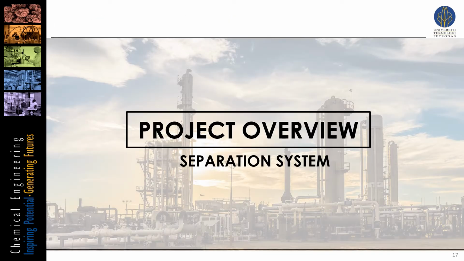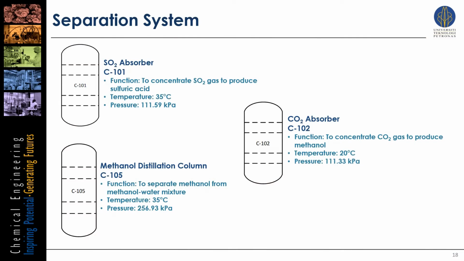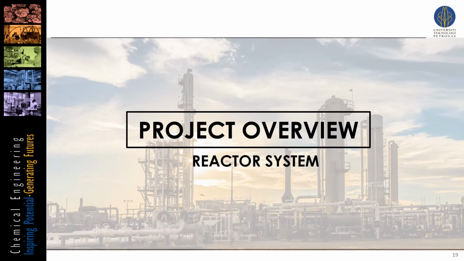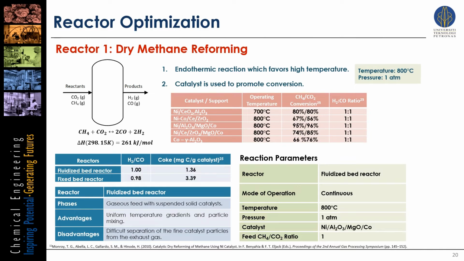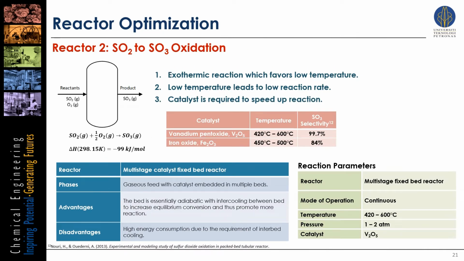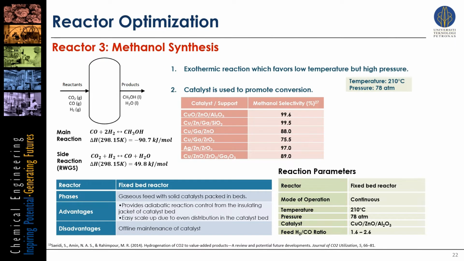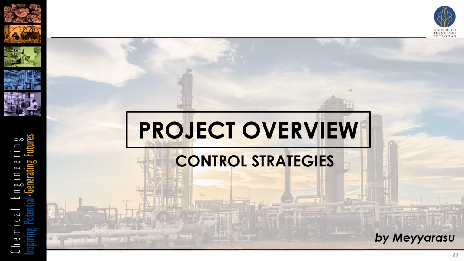The separation system in our plant includes an SO2 absorber to concentrate SO2 gas, a CO2 absorber to concentrate CO2 gas, and a distillation column to separate methanol from the methanol water mixture. On the other hand, the reactors are the dry methane reforming reactor, SO2 to SO3 oxidation reactor, and methanol synthesis reactor. This equipment will be designed by each of my colleagues and will be presented in their respective presentations. Now, let us move on to the control strategies implemented in this plant, which will be presented by Mia.